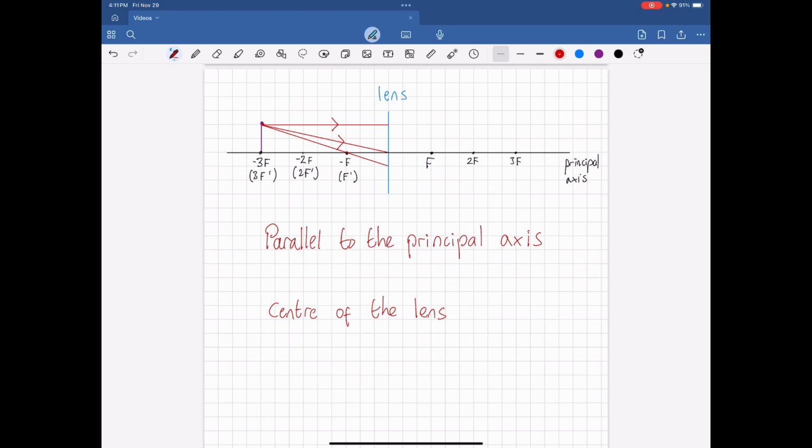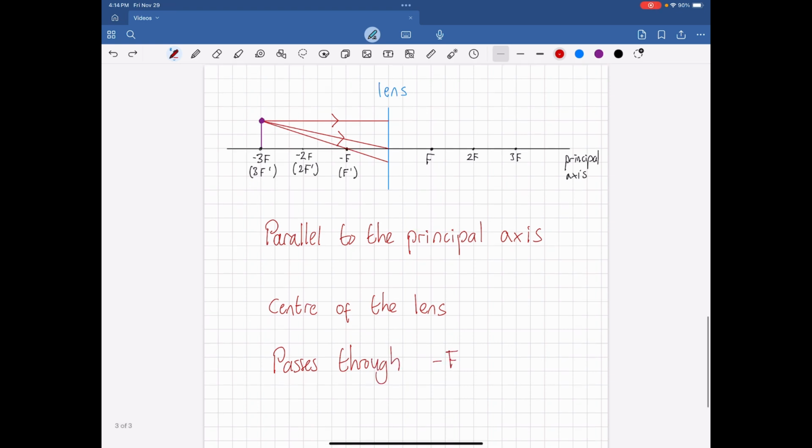So the last one there passes through negative F, or F dash, whatever you want to call that one. For each of these, we have to apply a rule. So let's do them in turn. For the ray of light that was parallel to the principal axis, this one always comes out through the lens and passes through F, passes through the principal focus at 1F there.